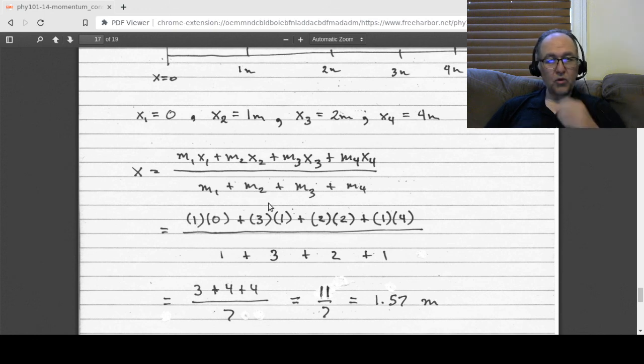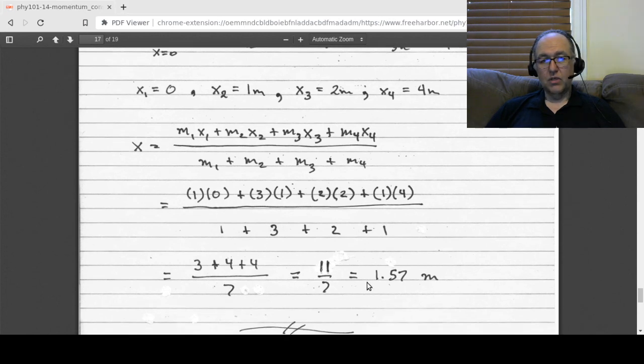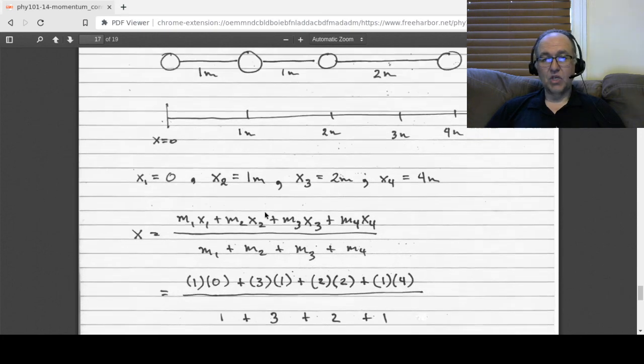So the masses were 1, 3, 2, and 1, and the positions were 0, 1 meter, 2 meters, and 4 meters. Then you divide by the total mass, which is 1 plus 3 plus 2 plus 1. When you work that all out, it comes to 11 divided by 7, or 1.57 meters. So that's where the center of mass of this object is.